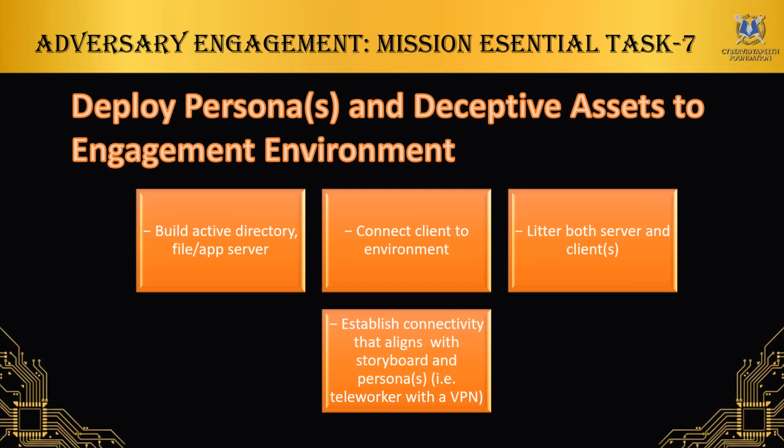in alignment with the storyboard and persona. Like, somebody is a teleworker. Okay, his machine is a teleworker machine, then a VPN has to be there. So if a VPN is not there in your systems, then it will be seen that it is not a consistent story, and the attacker will not go further.